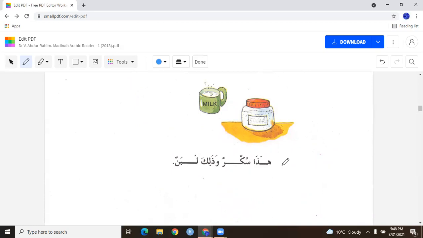هذا سكر وذلك لبن. This is sugar and that is milk. Good. So these are some more new words. Sukkarun is easy to remember. It sounds a lot like sugar, doesn't it? Sukkar, sugar. So that's going to be easy to remember. This is sugar and that is milk.